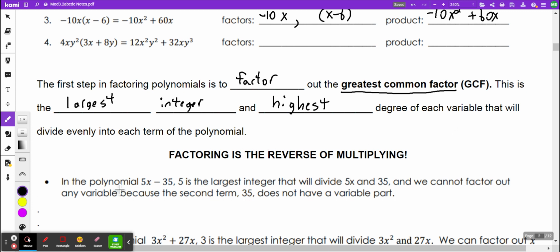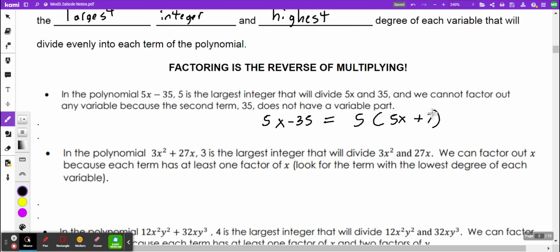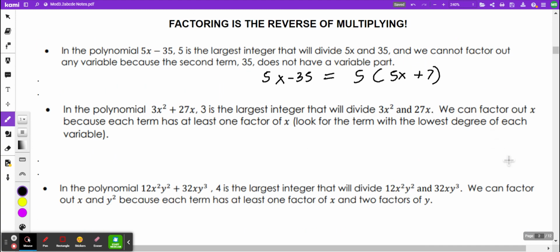So if we have in the polynomial 5x minus 35, 5 would be the largest integer because it goes into 5x and 35. So we could rewrite it as this. To factor it, we would write 5x minus 35 would equal 5 times, all right, 5x, and then to get 35 would be plus 7. Well, there's no x's, so we're not going to pull any x's out. They don't share any of them.